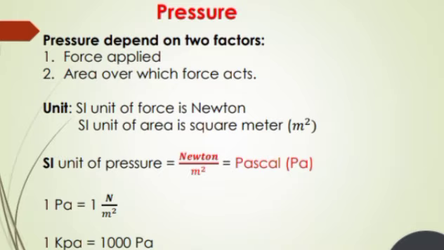Now we will discuss the unit of pressure. SI unit of force is Newton and SI unit of area is square meter. Pressure is equal to force by area. Therefore SI unit of pressure is Newton per square meter, which is known as Pascal. So 1 Pascal equals 1 Newton per meter square. Pascal is a very small unit of pressure, so a bigger unit of pressure is kilopascal, where 1 kilopascal equals 1000 Pascal.